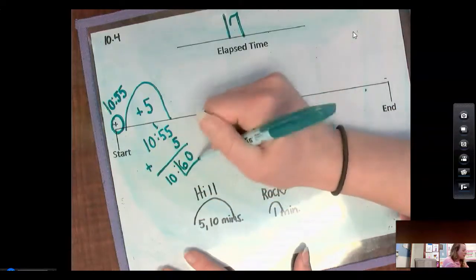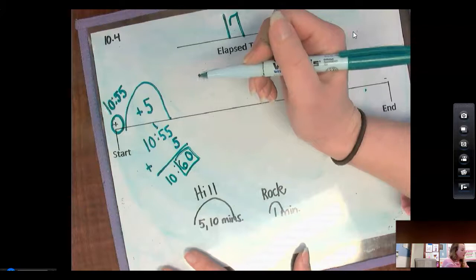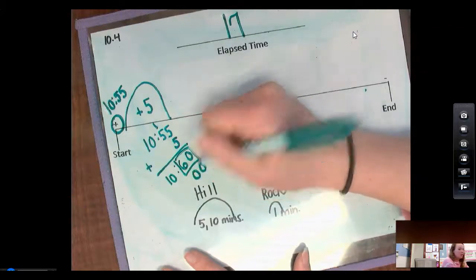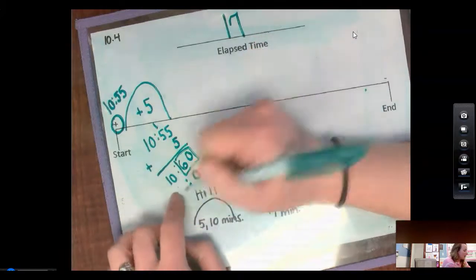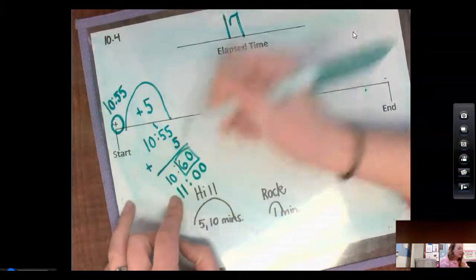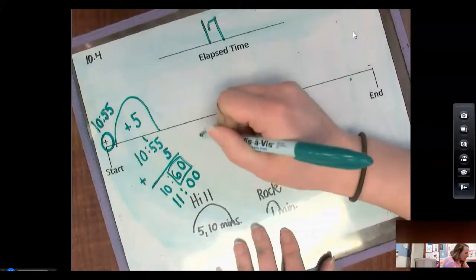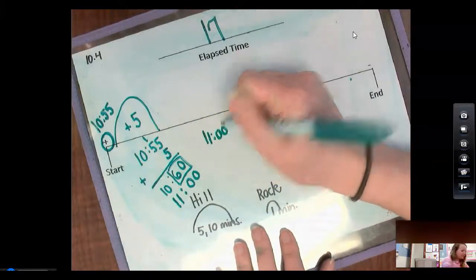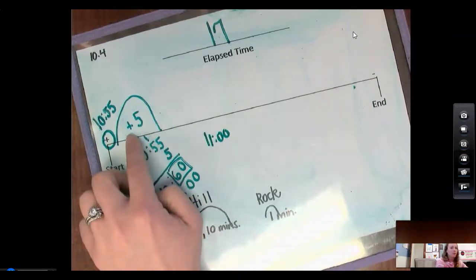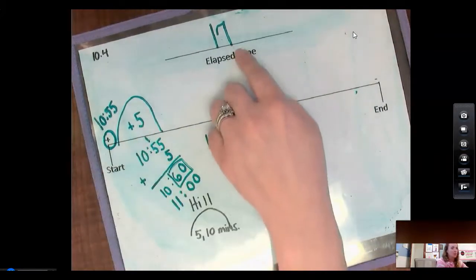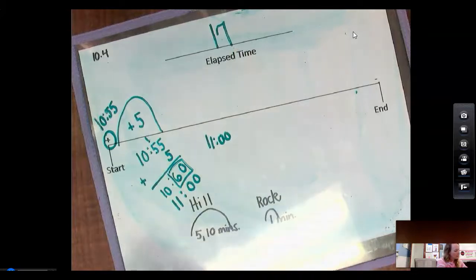What do we do when it gets to 60? On 60, it becomes double zeros. And because we're adding, the hour gets bigger. So I have an hour of 11. I'm going to pull that up here just because I ran out of space. All right, so an hour of 11 now. I've only went 5 minutes. I need to go a total of 17 minutes. So what am I going to do?